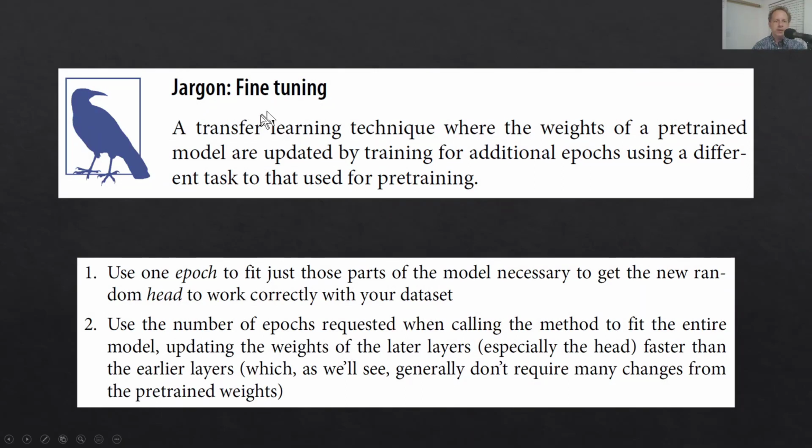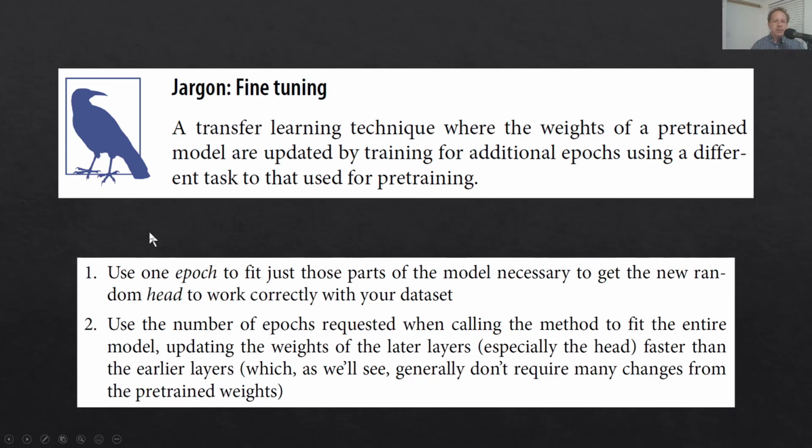So fine-tuning is a transfer learning technique where the weights, this is not quite the right word, we should say the parameters, where the parameters of a pre-trained model are updated by training for additional epochs, using a different task to that used for pre-training. So in pre-training, the task might have been ImageNet classification, and then our different task might be recognizing cats versus dogs.